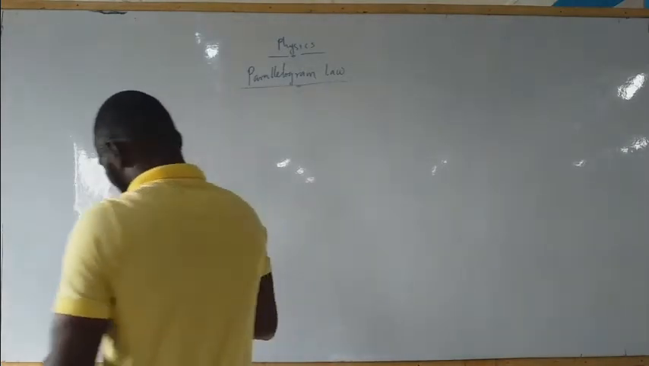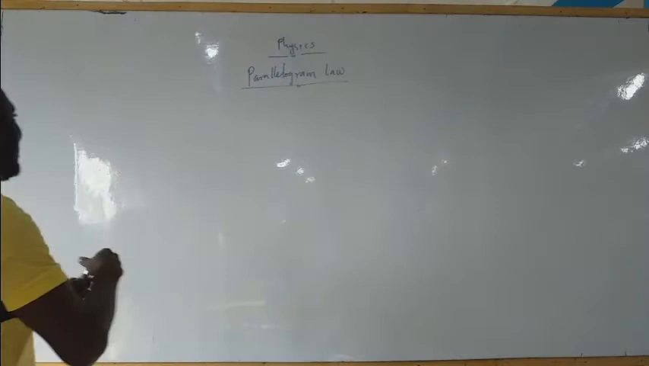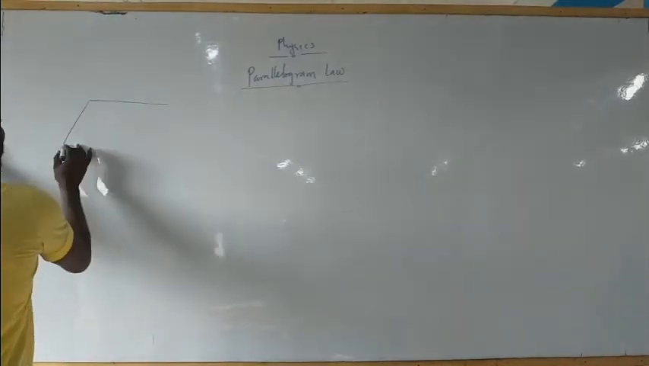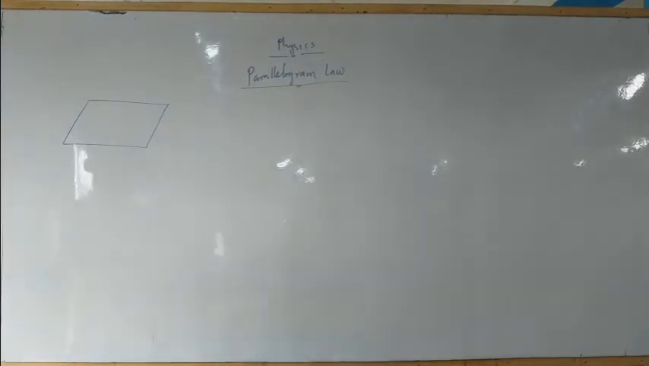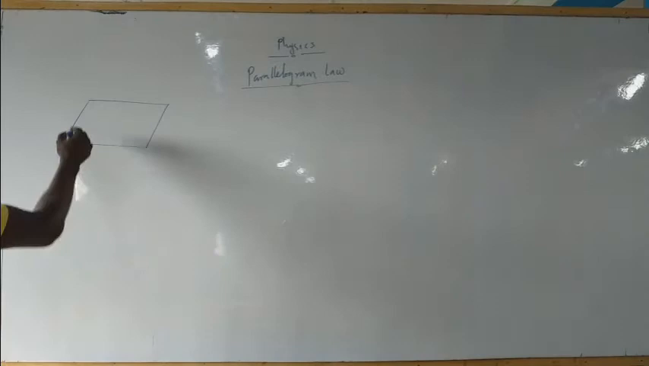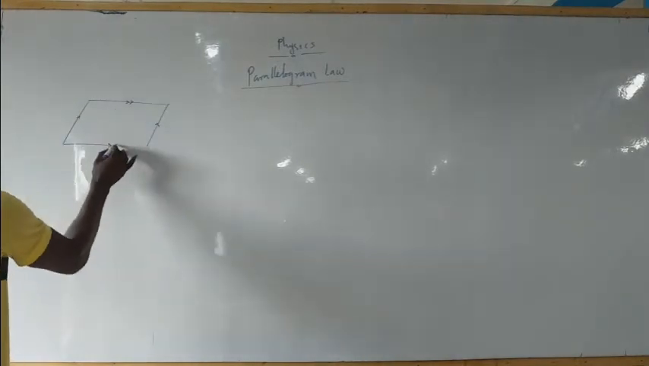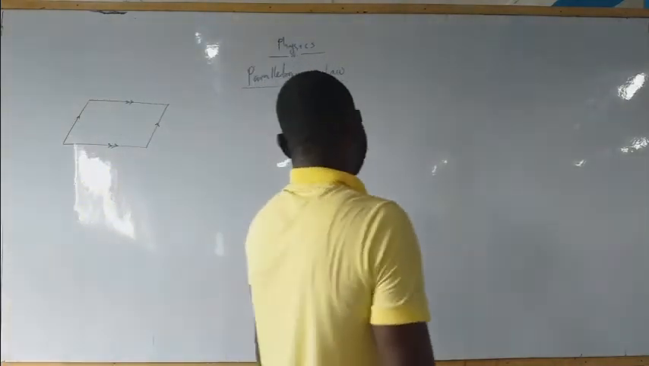What we'll be looking at is parallelogram law. When you say parallelogram, of course, you know what a parallelogram is. This is our shape of a parallelogram. That is, two opposite sides that are parallel. This side is parallel to this side, while this side is also parallel to this side. Okay, parallelogram.